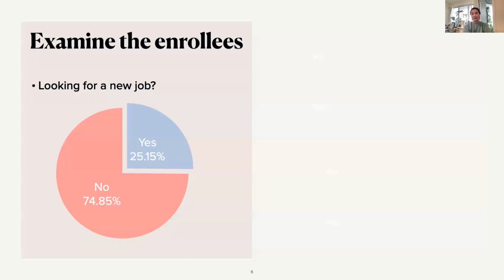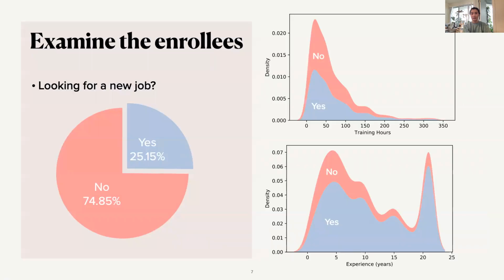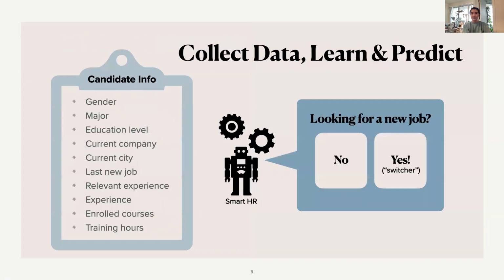According to the data we were given, by the time of survey, only 25% of them are looking for a new job. And if we look at the distribution by training hours or work experience of these candidates, we would see that it's actually very hard to separate the two classes. So here's where Smart HR comes in.